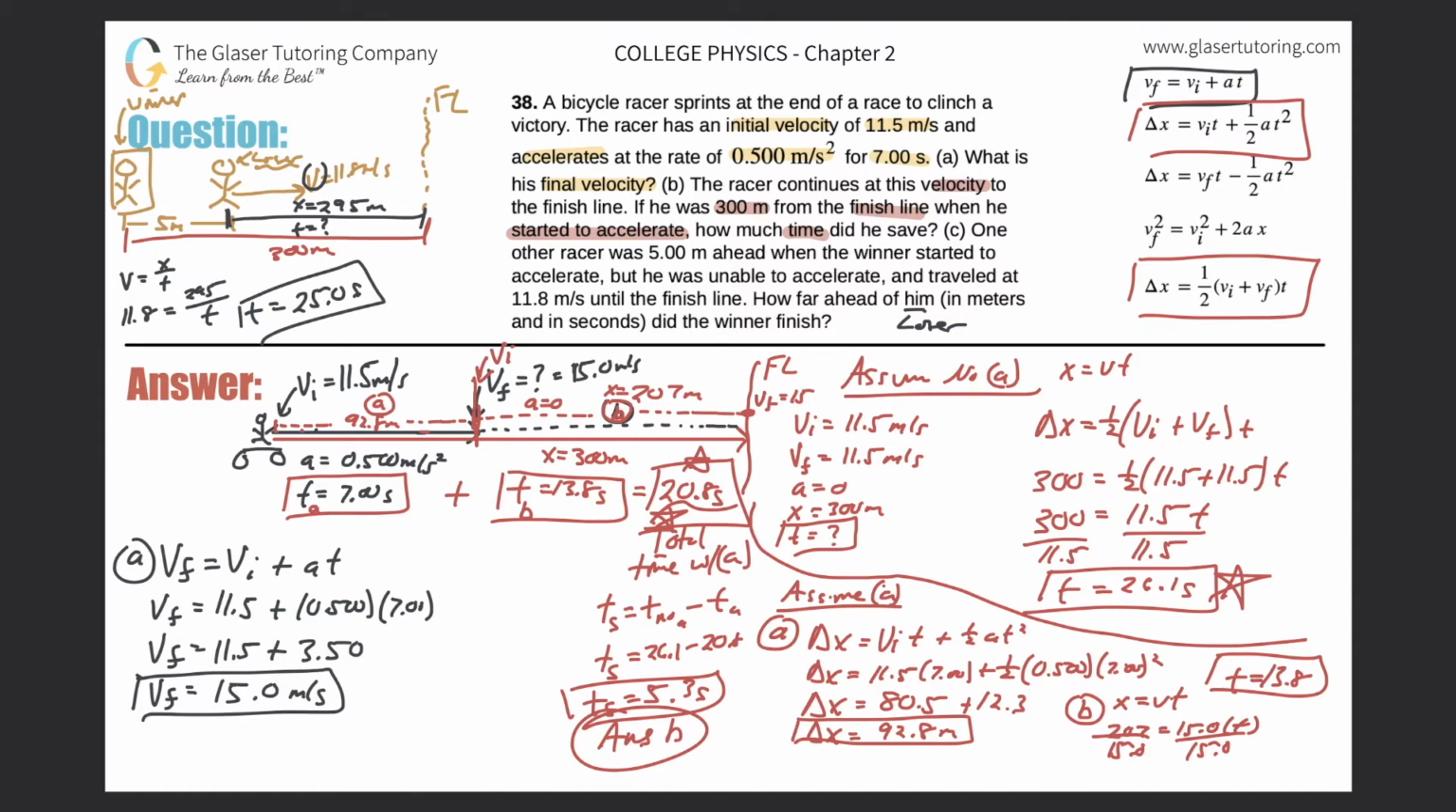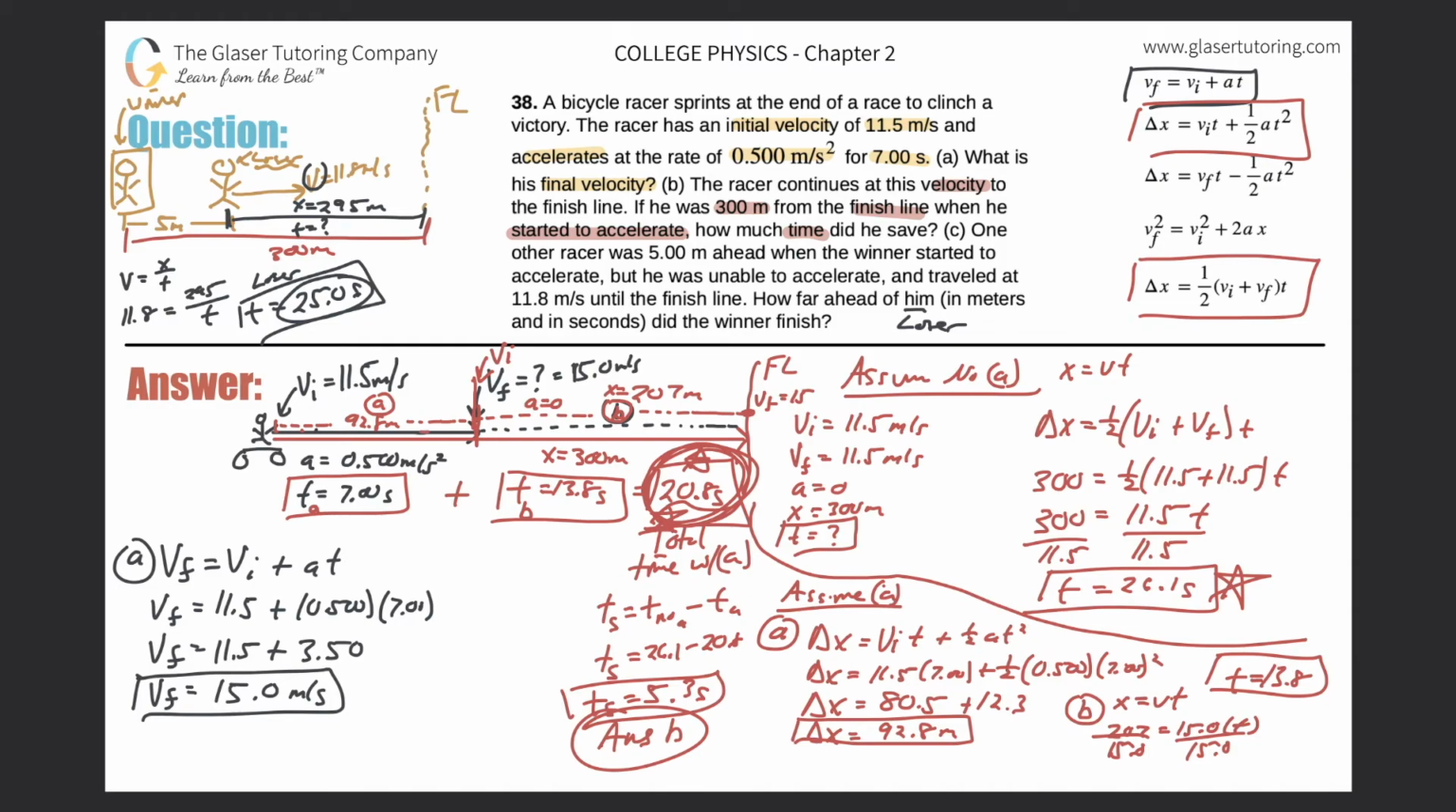Okay, great. Now, that's the time it would have taken the loser to go from his position to the finish line. But if it took the loser 25.0 seconds, and it took the winner 20.8 seconds to travel his distance, it's now asking how far ahead of him, in meters and in seconds. So in seconds we can calculate this, right? To find the difference, we would just have to take the difference.